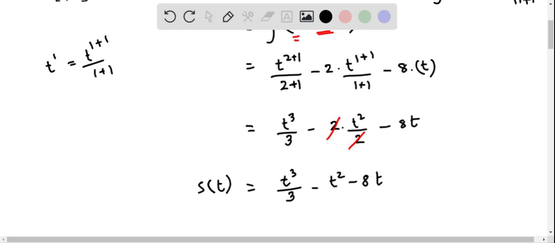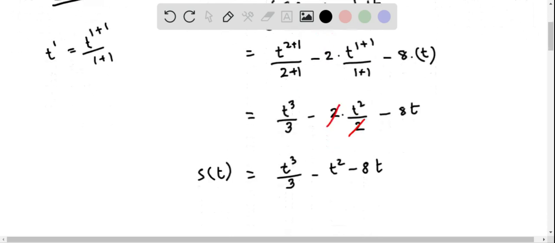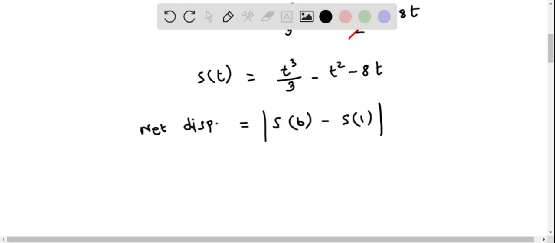Now we can calculate the net displacement of the particle over the interval [1, 6] using this position function. So let's see how to find the net displacement. Basically we have to find the change in position from 1 to 6 seconds. So we write net displacement, which equals the change in position: s of 6, the position when t equals 6 seconds, minus s of 1, the position of the particle when t equals 1 second. And basically we have to take the absolute value so that we get the net displacement.